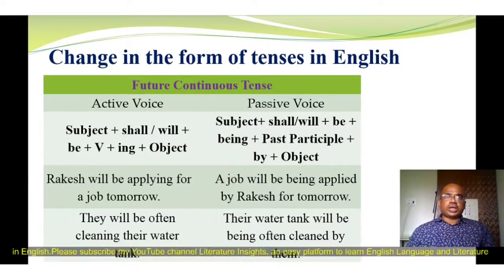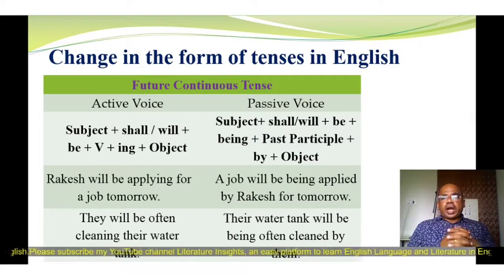Next tense, future continuous tense, active voice and passive voice. Here we have a structure subject plus shall or will plus be plus verb plus ing plus object. In passive voice, we have a structure subject plus shall or will plus be plus being plus past participle plus by plus object. So let's see the example.